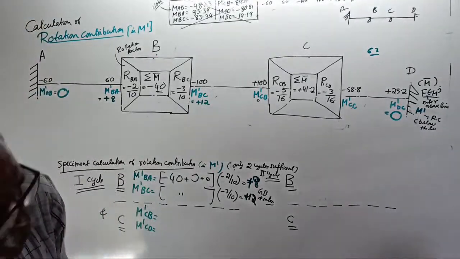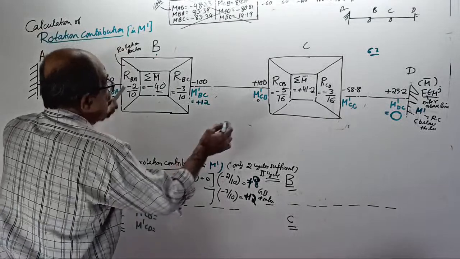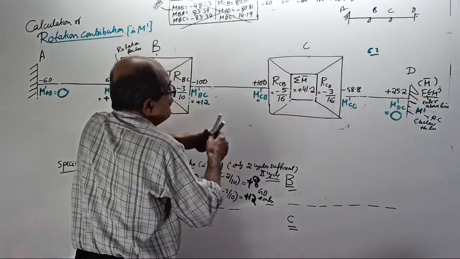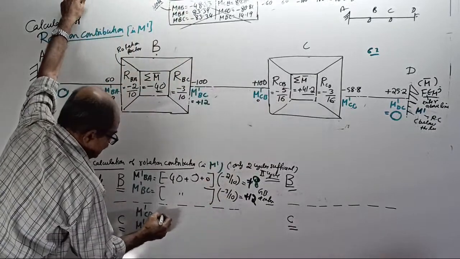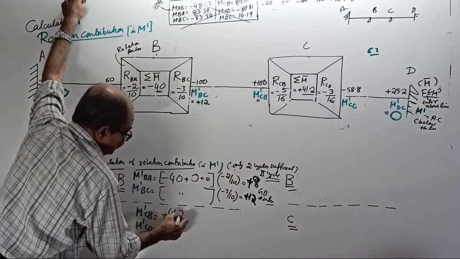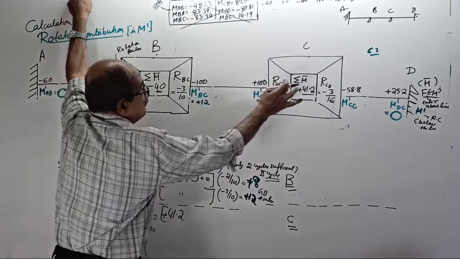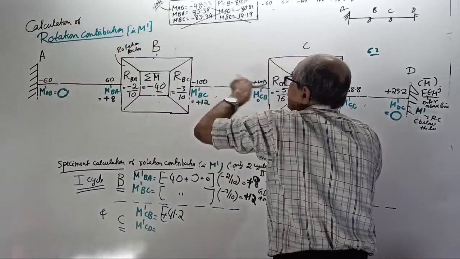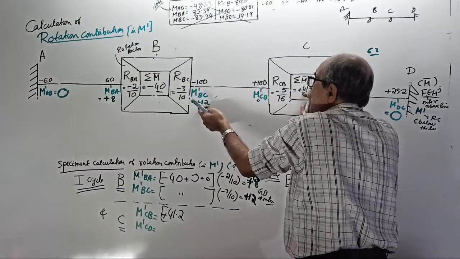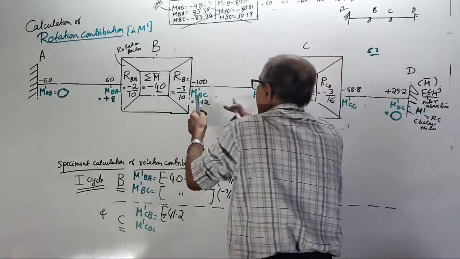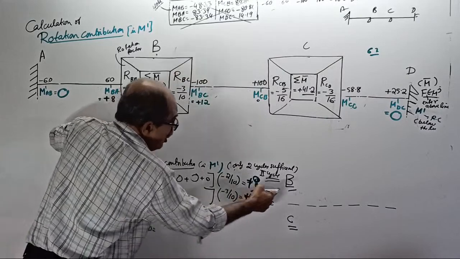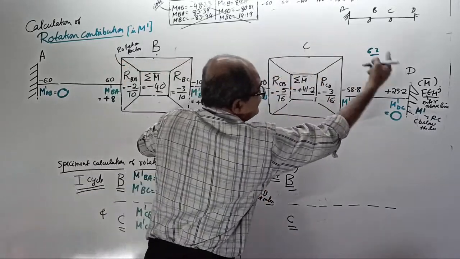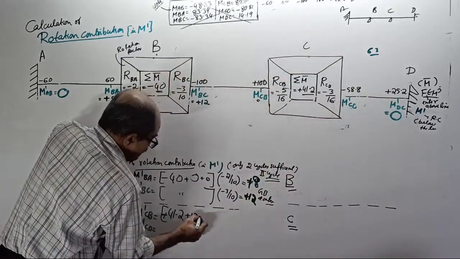Okay, now go to C. When you go to C, same procedure. Sum of the FPMs, 41.2, plus this side far end. Oh, now you know the value there. What is that value? It is plus 12. Just now you got it. Plus that side far end is permanently 0.